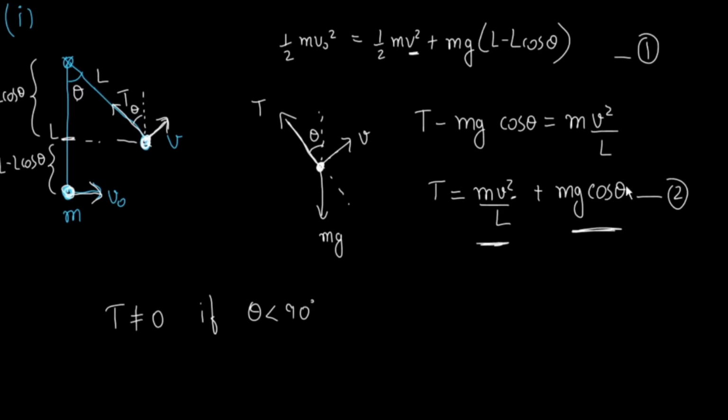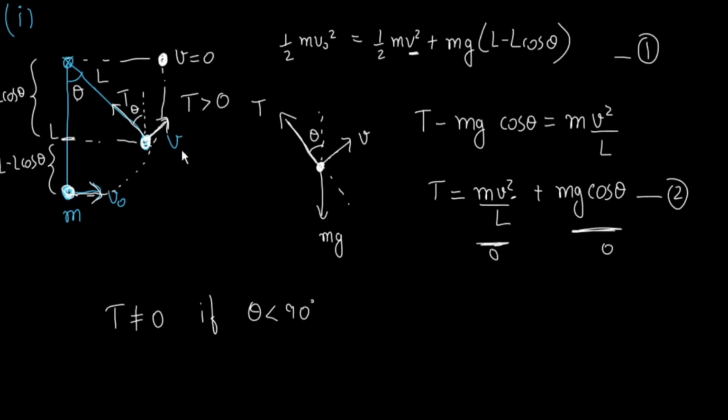When will tension be zero? When both the terms are zero. When are both the terms zero? When my bob or the stone reaches this point, and exactly at this point speed also becomes zero and my theta is also 90 degrees. That means this term and this term both become 0, and only then will my tension be equal to 0. So during the whole motion from here to here, my tension is always greater than 0.